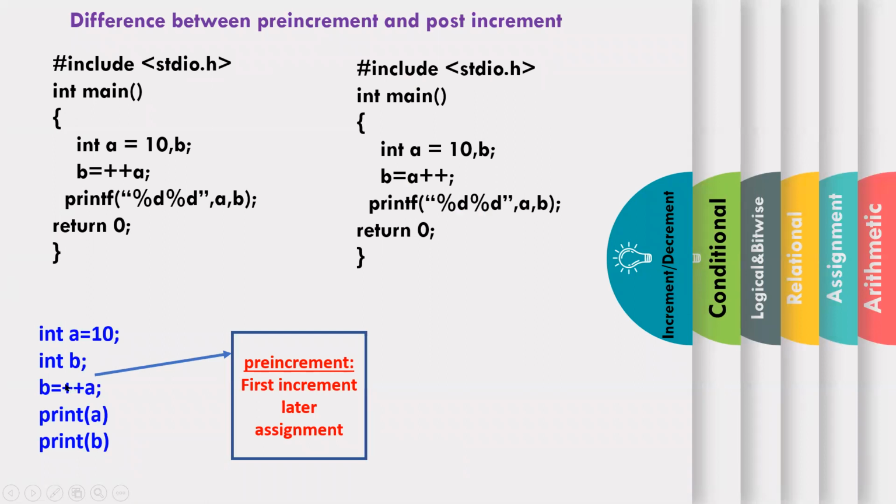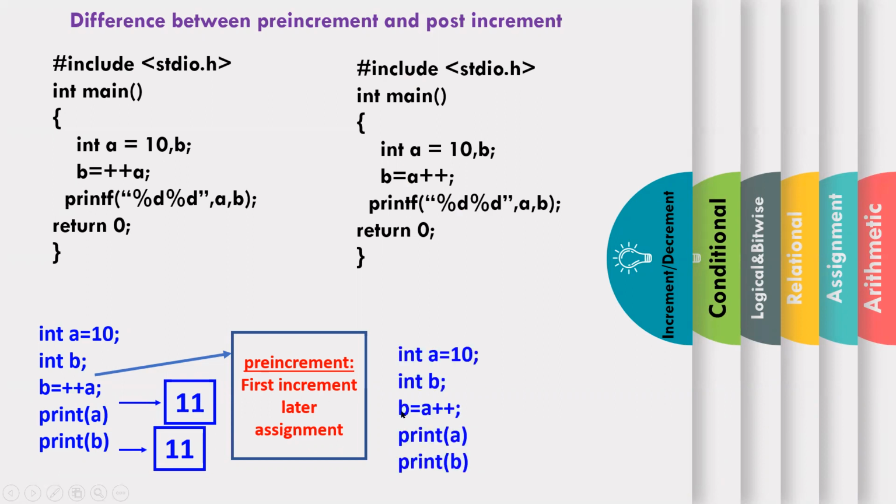One is increment, another one is assignment. So pre-increment means first increment and later assignment. So that means first the A value becomes 11 and later that is assigned to B. So A is 11, B is also 11, because first the value of A is incremented to 11. Later that 11 is assigned to B. So you get 11, 11 here.